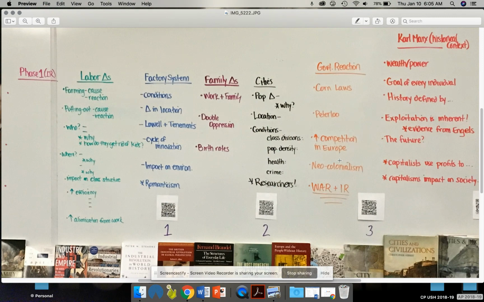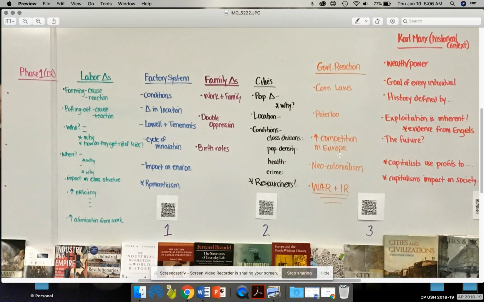Then, shortly thereafter, you have America and Germany starting to really industrialize. And then finally, you have countries like Russia and Japan. So there are almost three phases to the way industrialization is going to spread throughout the world. And what is stimulating that spread? Competition.